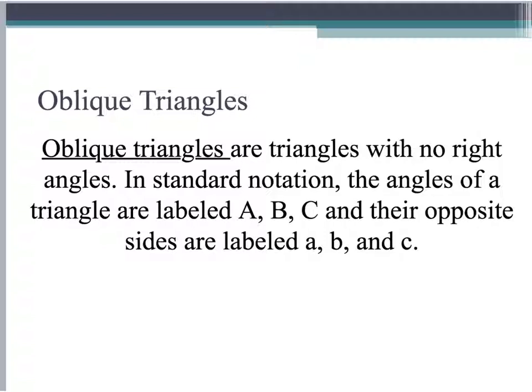Remember, oblique actually means that all the angles have different measurements. In standard notation, the angles of a triangle are labeled capital A, capital B, and capital C. Again, those are the angles. And their opposite sides, and we know opposite from SOHCAHTOA, right? The opposite sides are labeled lowercase a, lowercase b, and lowercase c. We'll see this put into place in just a moment.